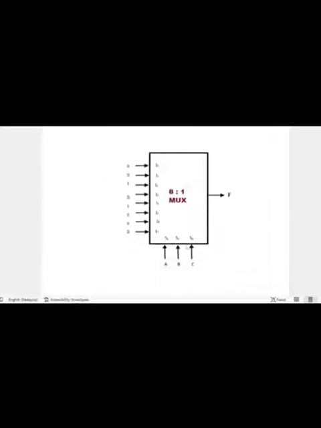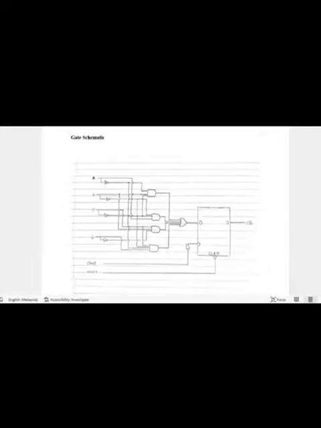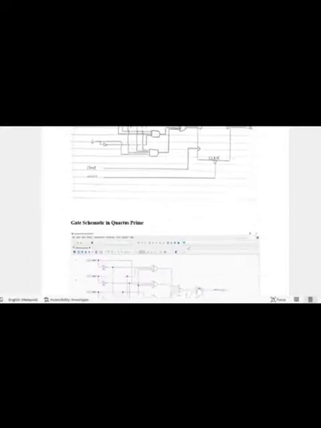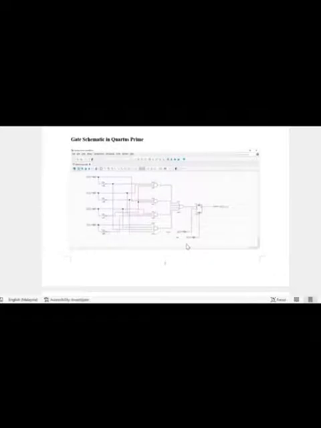This is the block diagram. And this is the truth table and minimum expression for the problem using KMAPs. And this is the gate schematic. This is the gate schematic in Quartus Prime. Timing diagram in Quartus Prime.